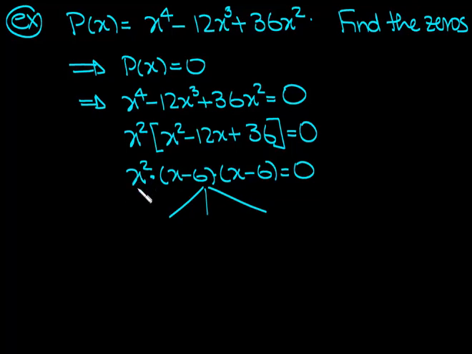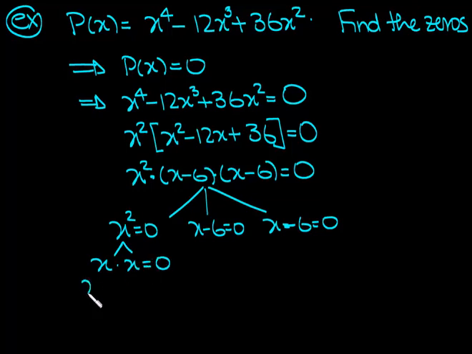Okay, I have x squared is 0, I get x minus 6 is 0, or x minus 6 is 0. Now technically this x squared is actually 2 things. It's x times x is 0. So it tells me x is 0 and x is 0. This tells me x is 6 and x is 6.